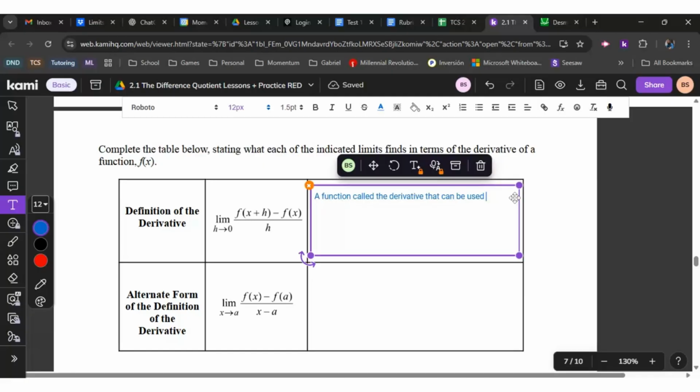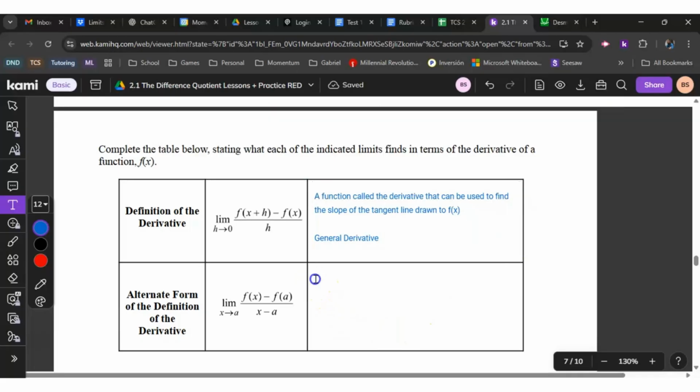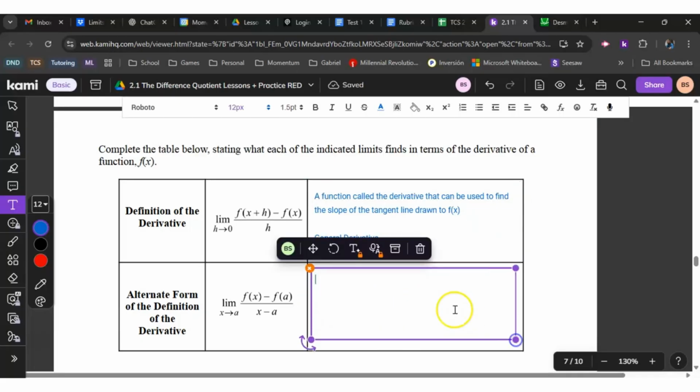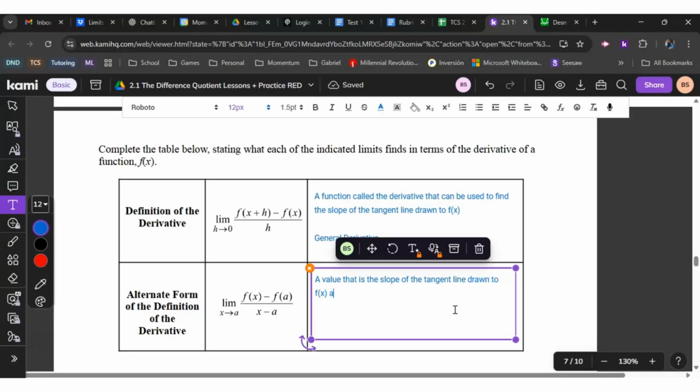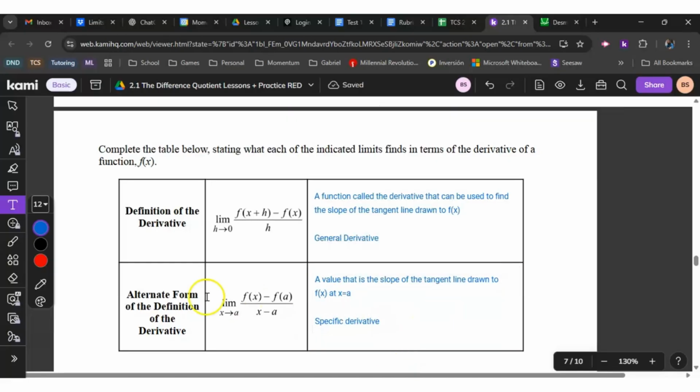Oh well. That can be used to find the slope of the tangent line drawn to f of x. This is what we would call the general derivative. General because it's a function, right? It has variables in it. This one, the alternate form or the derivative at a point, this is a value that is the slope of the tangent line drawn to f of x at x equals a. This is a specific derivative. And that's it.